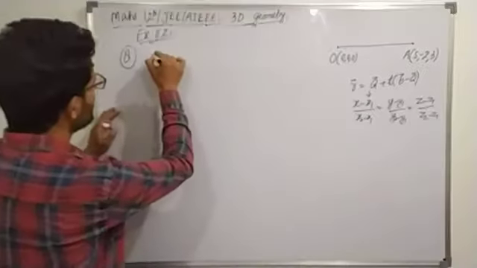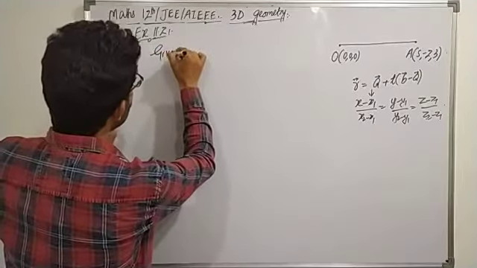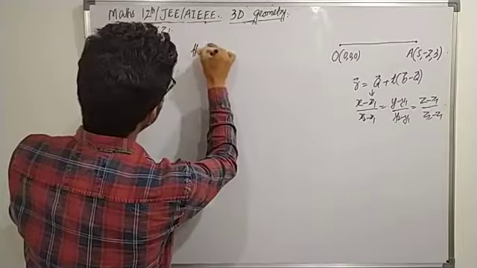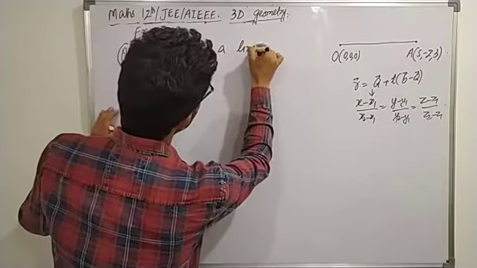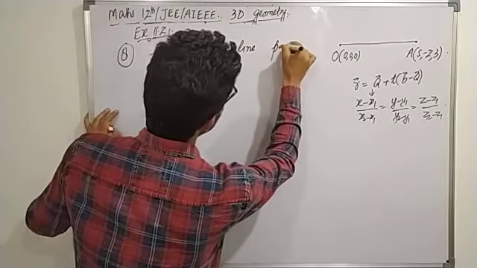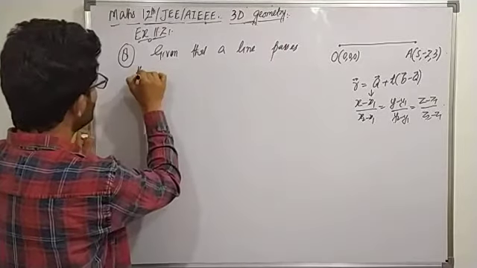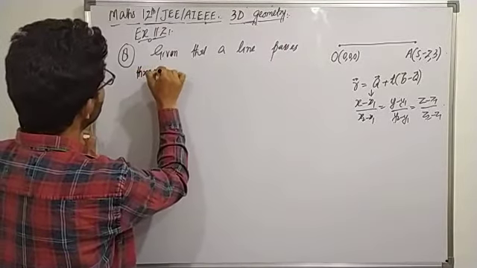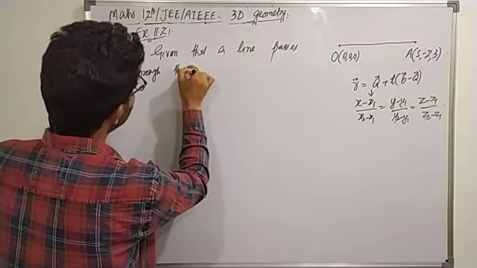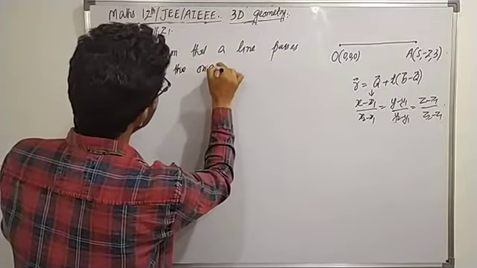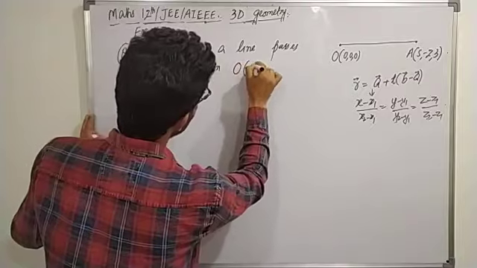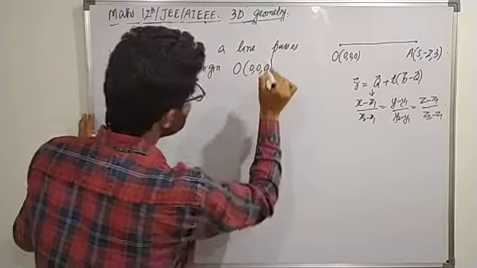So here first of all we will mention, given that a line passes through the origin O of 0 0 0.